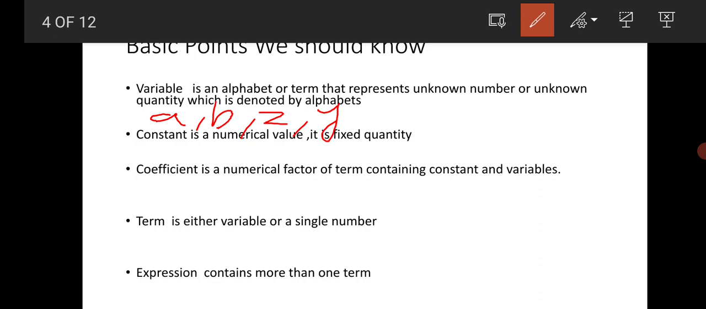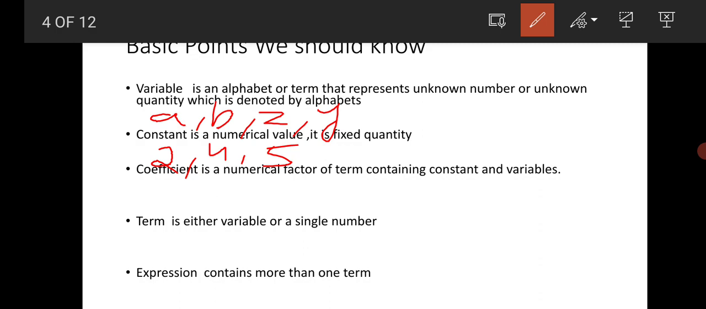Constant is a numerical value, it is a fixed quantity. Constant is a numerical value, not an alphabetic value. The constant is a numerical value and it is a fixed quantity, whereas a variable is not a fixed quantity. For example, 2, 4, 5. These are numerical values and these are fixed. We cannot change these numerical values.